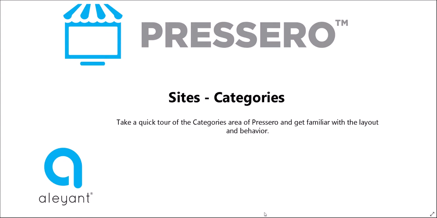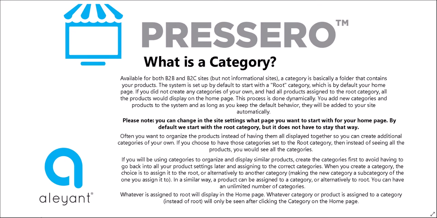In this lesson, we will be learning how to set up categories within your site. Categories are available for both B2B and B2C sites except for informational sites. A category is basically a folder that contains your products. The system is set up by default to start with a root category, which is by default your home page.